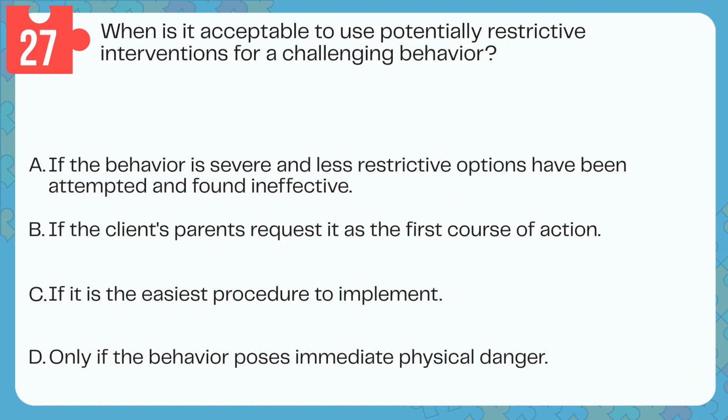Question 27. When is it acceptable to use potentially restrictive interventions for challenging behavior? A. If the behavior is severe and less restrictive options have been attempted and found ineffective. B. If the client's parents request it as the first course of action. C. If it is the easiest procedure to implement. D. Only if the behavior poses immediate physical danger.